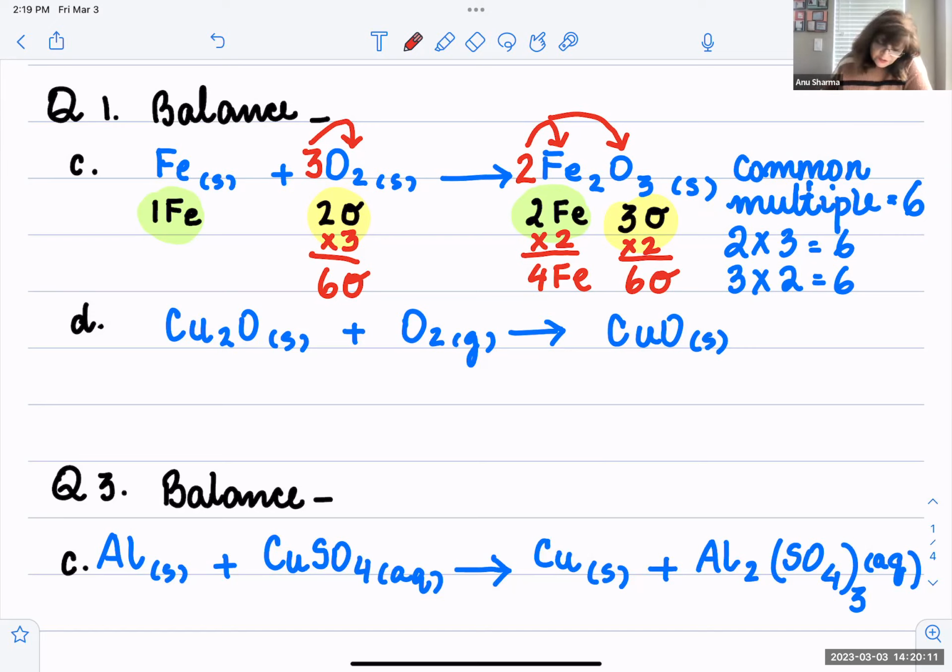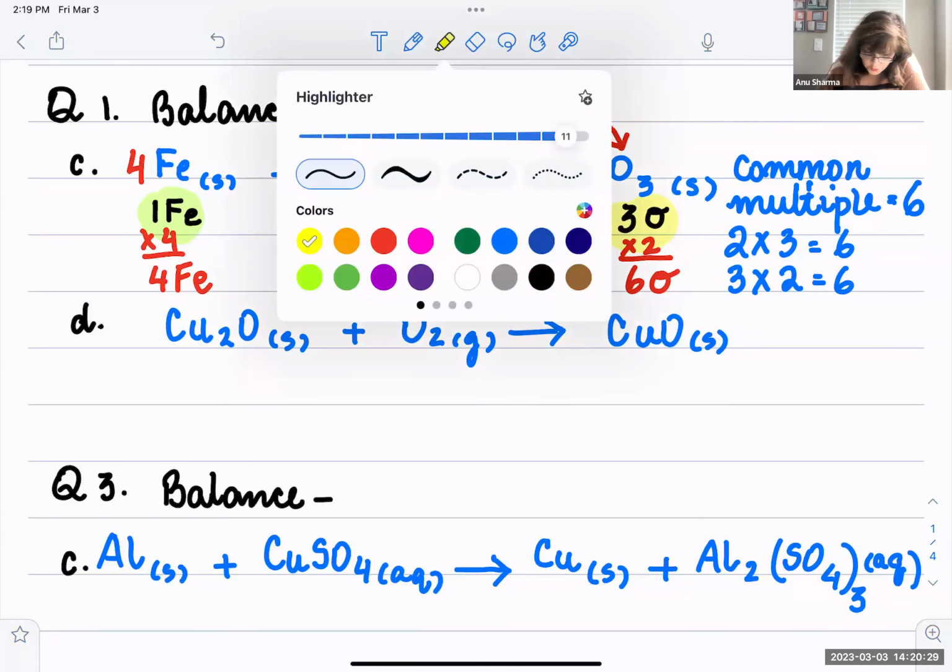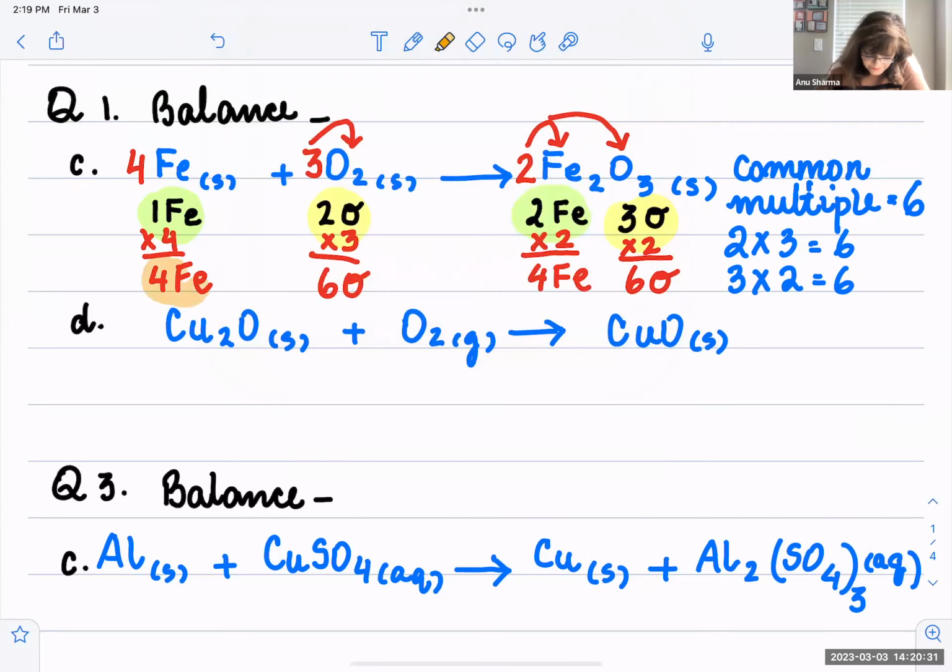Okay, now we got the irons not balanced. Iron is 4 on one side and 1 on the other side. So if you put 4, that means 1 times 4 is equal to 4. So 4 irons on the other side. Okay, so here we see that there are 4 irons, and we see there are 6 oxygens. So all of this is balanced. Let's look at the next one.